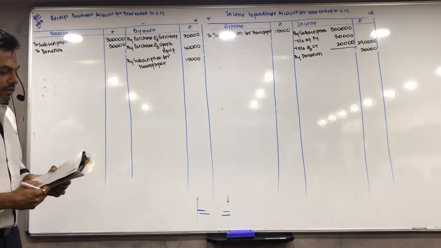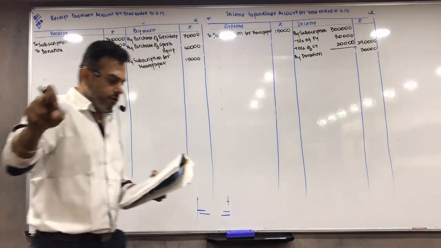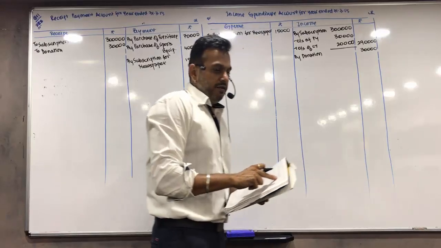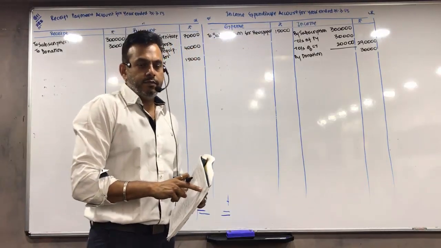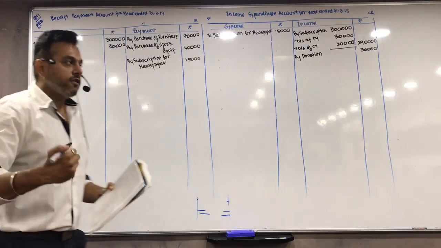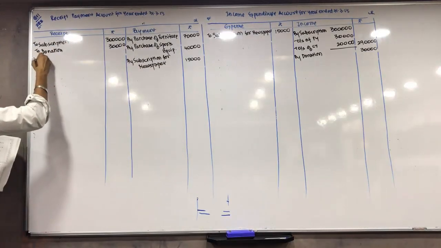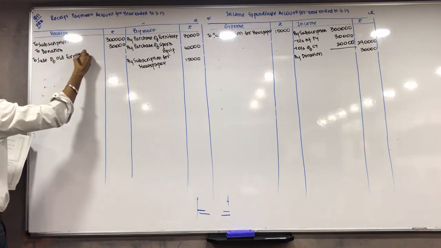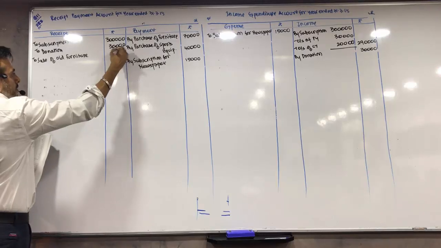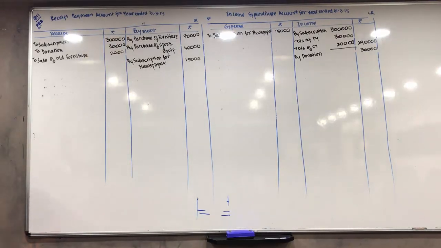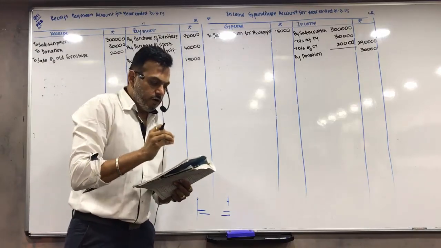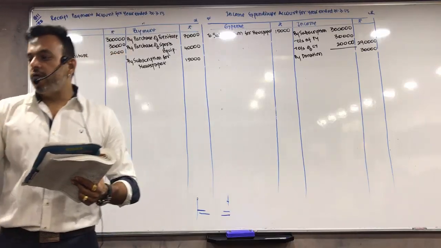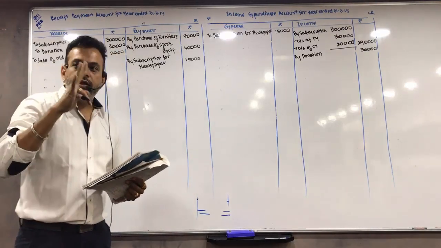Then sale of old furniture, very important, it also comes in final accounts, so pay attention. Now you sold old furniture, how much rupees you collected? 2,000 rupees, so cash comes in 2,000, so to sale of old furniture 2,000. This amount you have received, but what is the profit or loss? Book value is 5,000 and 2,000 is what you have received, so your loss is of 3,000.